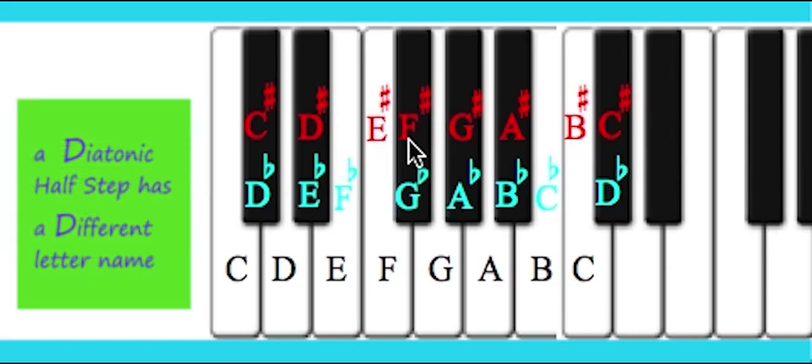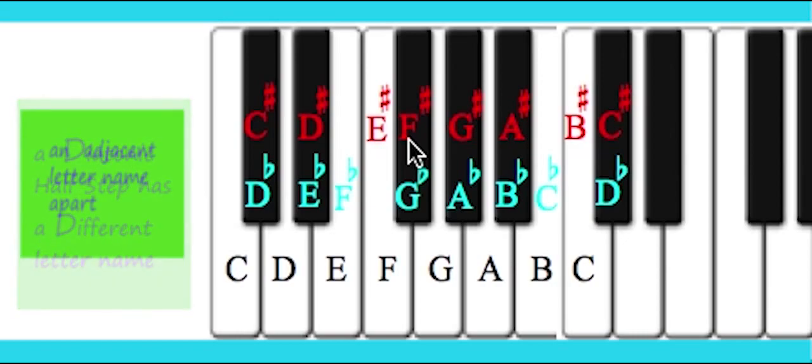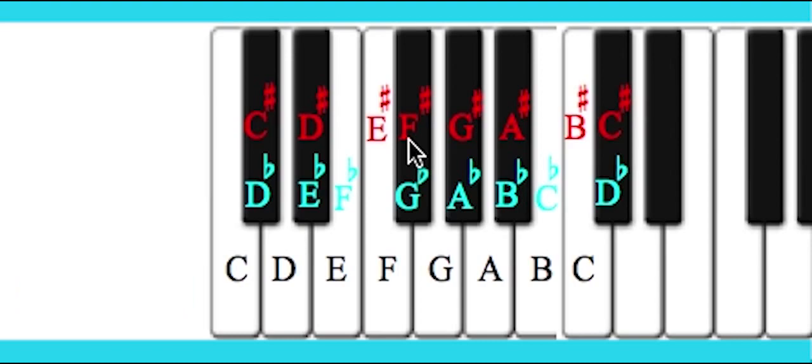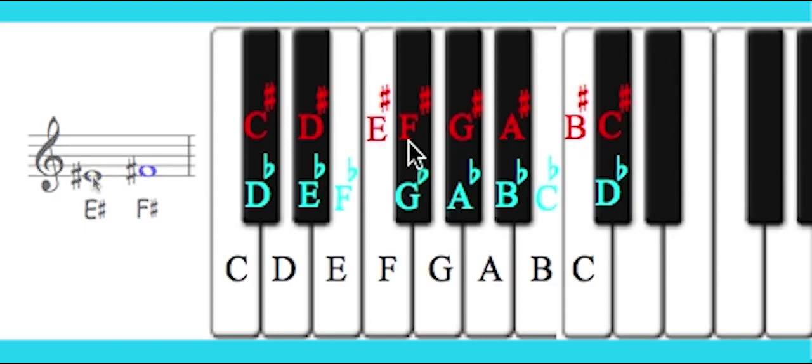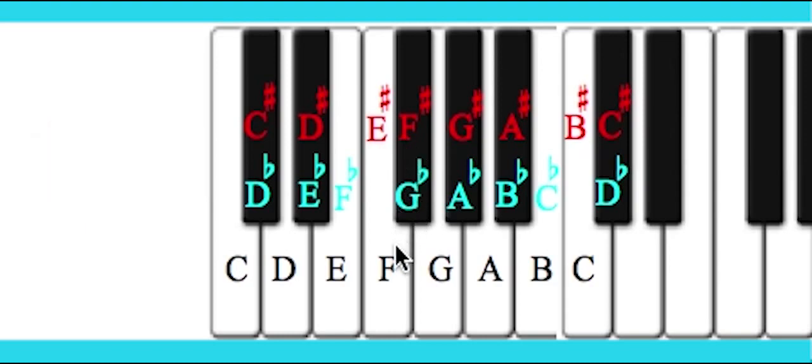A diatonic half step has a different letter name and is an adjacent letter name apart. For example, E sharp to F sharp, G flat to F, G to A flat.